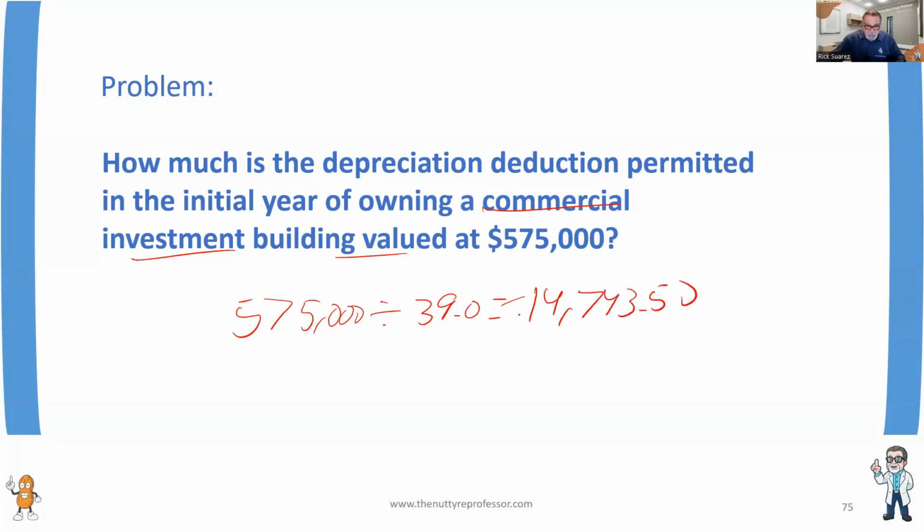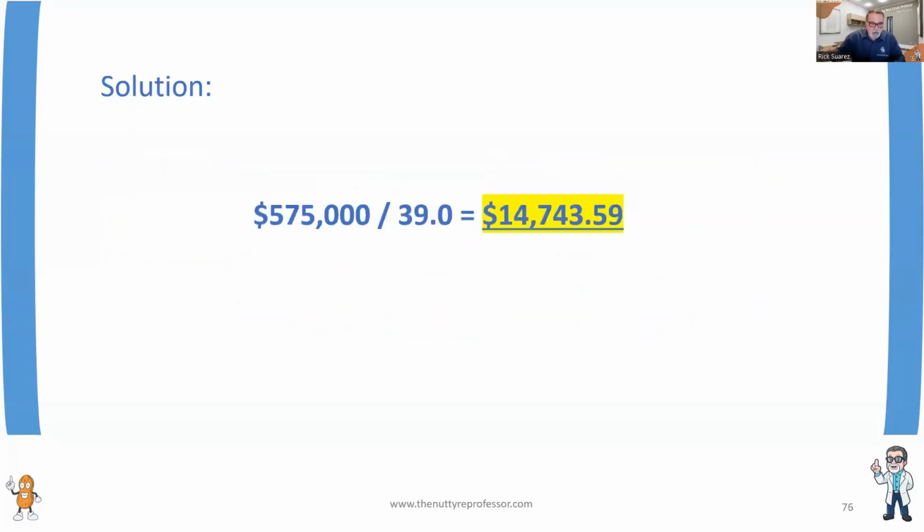14,743 with 50 cents. Again, what does that mean? That is a tax credit. You're allowed to reduce the property 14,743 every year for the next 39 years. Let me show it to you clean. Here it is. 575 divided by 39 years is 14,473 with 59 cents. That's it. That's the end of your math problem.